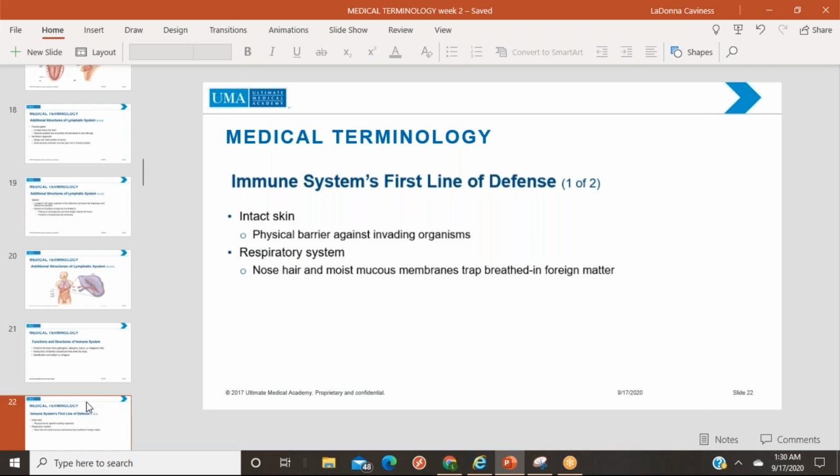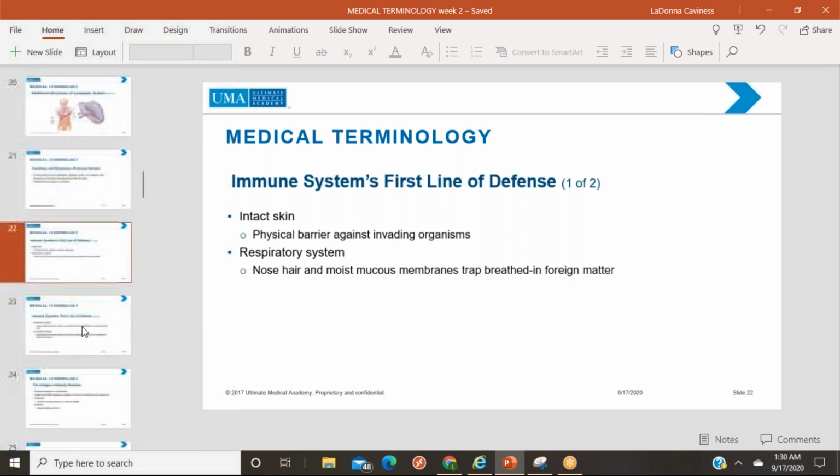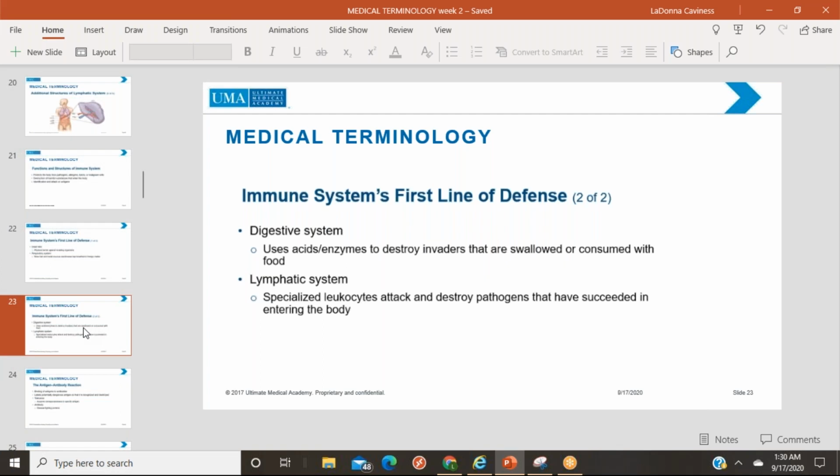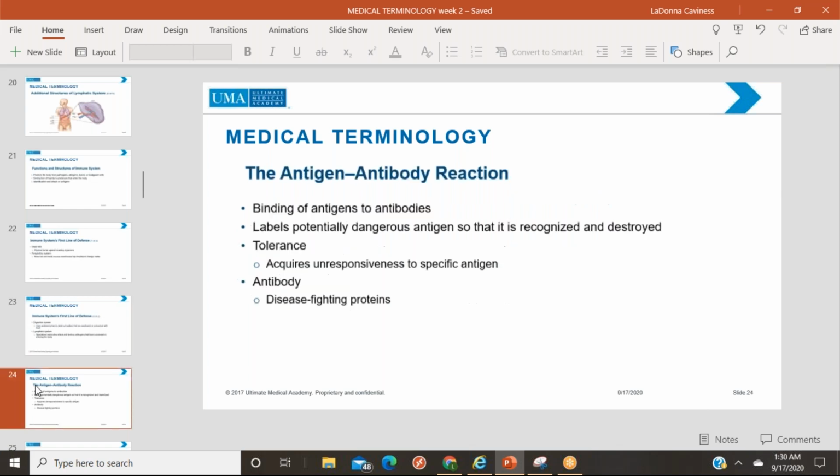Intact skin, physical barrier against the invading organisms. Respiratory system, nose, hair, and moist mucous membrane trapped breathed in foreign matter. Digestive system, uses acids, enzymes to destroy invaders that are swallowed or consumed with fluid. Lymphatic system, specialized leukocytes attack and destroy pathogens that have succeeded in entering the body.